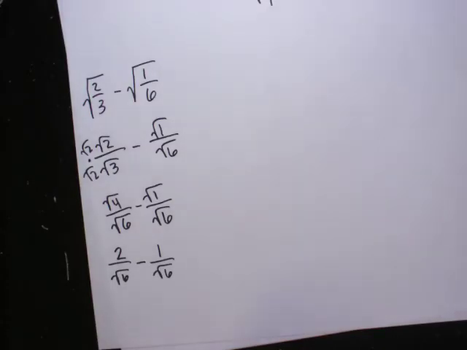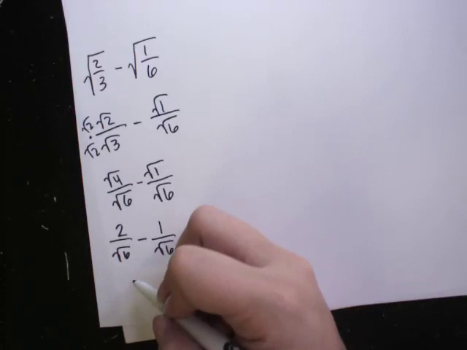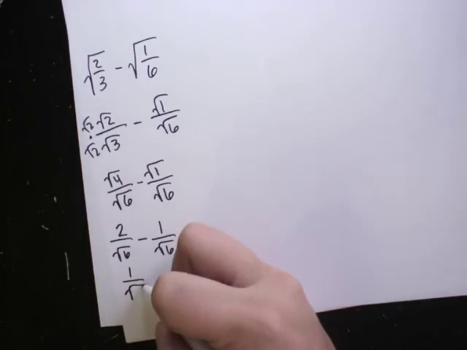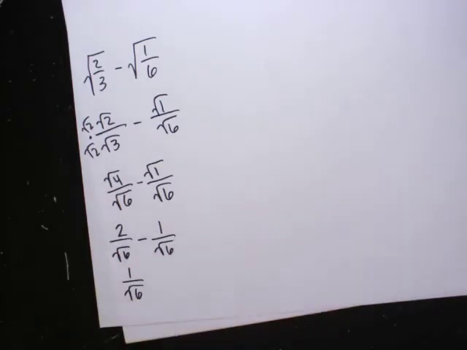You would just do 2 minus 1 over the square root of 6. Okay. So then we have 1 over the square root of 6, which looks pretty simplified, but what do we need to do? We need to rationalize the denominator. So how do we rationalize the denominator?